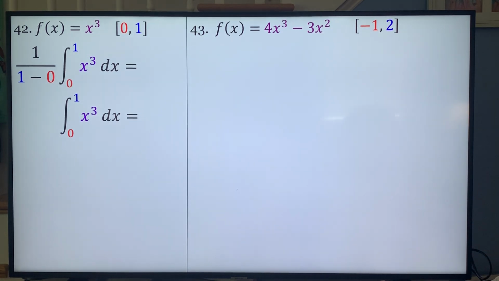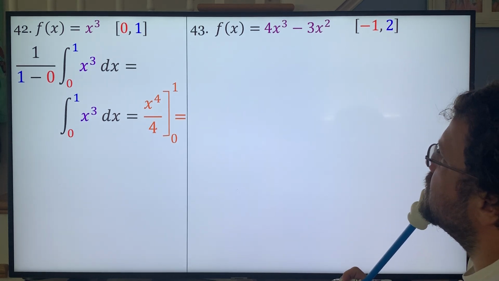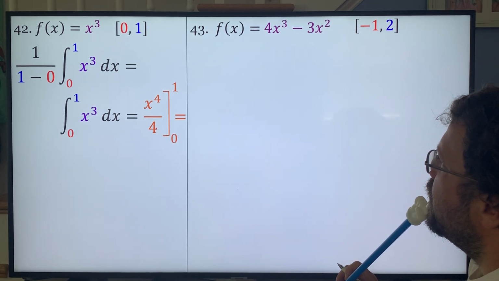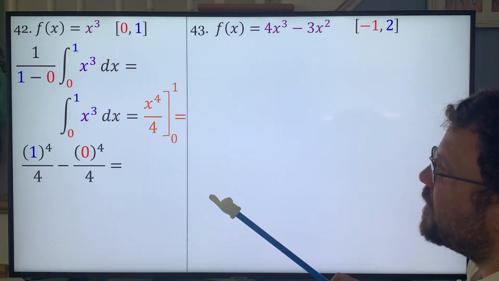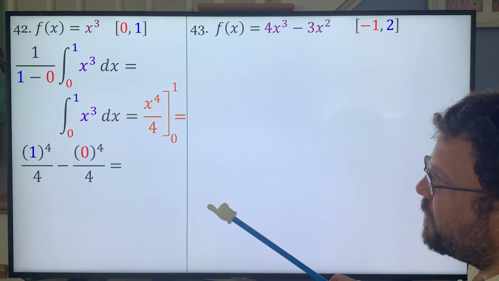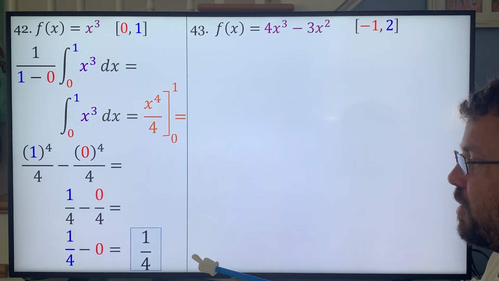All right, so I'm going to integrate x cubed. You get x to the 4th over 4 from 0 to 1. What you're going to do is type in 1 and type in 0. So you've got 1/4 minus 0 over 4. 1/4 minus 0 is 1/4.